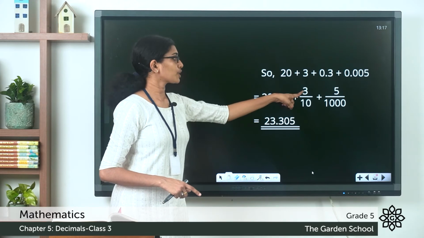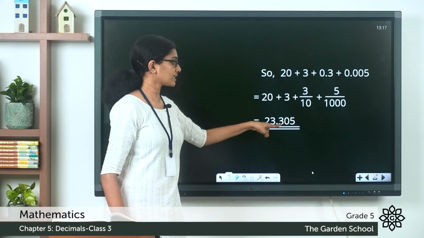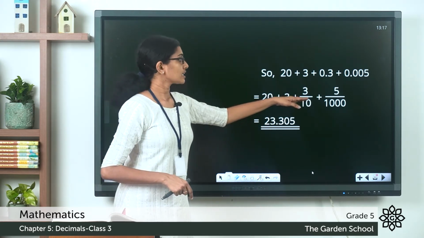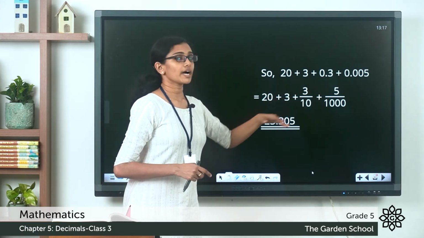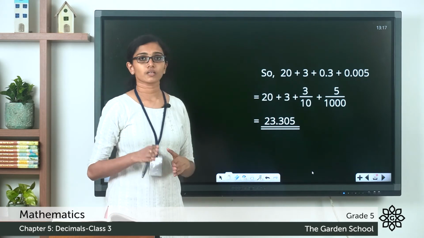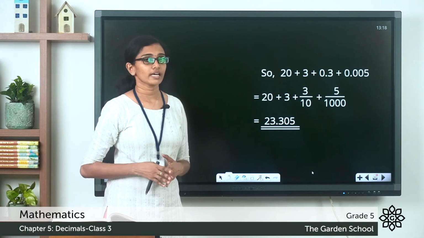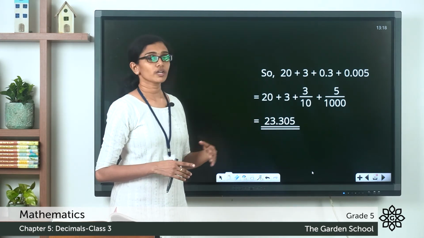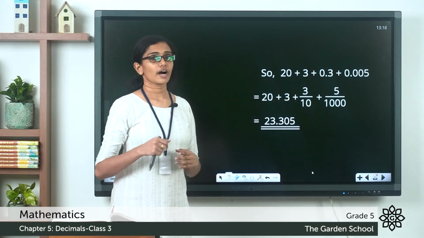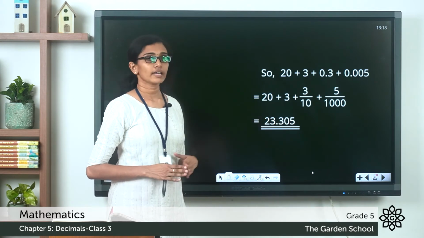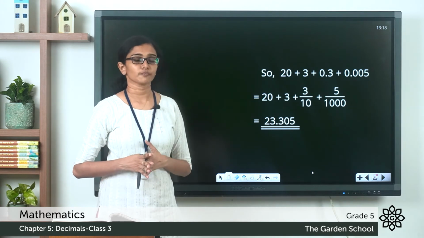And in the tenths place, what do you have? In the tenths place, you have 3 or 3 tenths. So you write the 3 in the tenths place. And in the hundredths place, do we have a digit? See, it is 3 by 10 plus 5 by 1000. So in the hundredths place, we don't have a digit. So what do we do? We put a 0 there. Then moving on to the thousandths place, we have the digit 5 there, which has the place value of 5 thousandths. So let's write 5 in the thousandths place. Now we have the decimal numeral for the given expanded form.